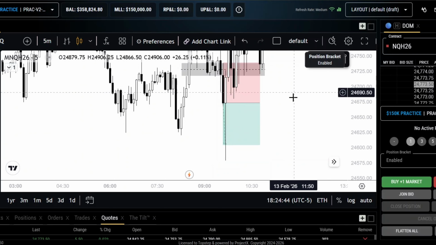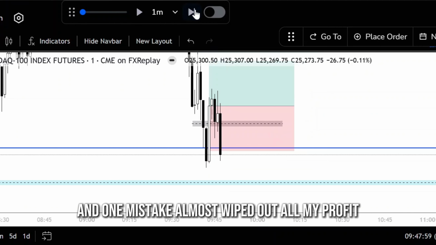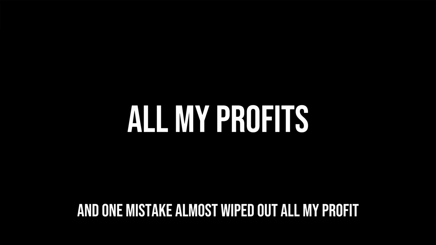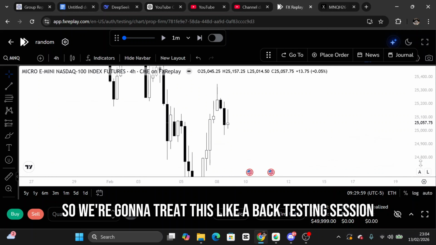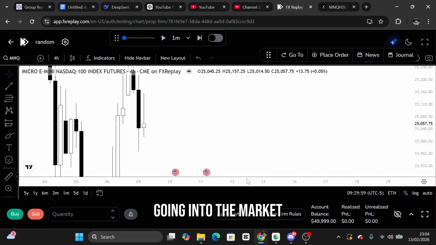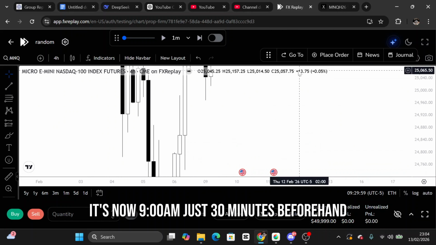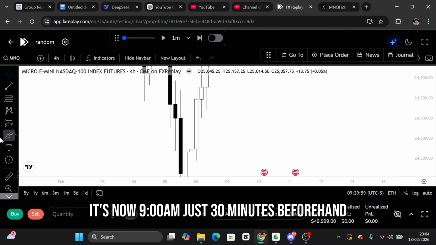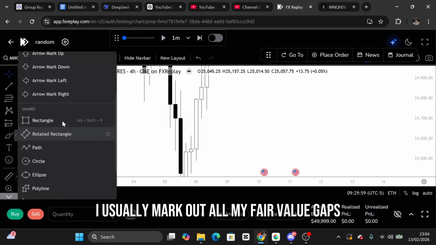These were the 4 best NQ setups this week, and one mistake almost wiped out all my profit. So we're going to treat this like a backtesting session. Going into the market, it's now 9:10 a.m. Just 30 minutes beforehand, I usually mark out all my fair value gaps.